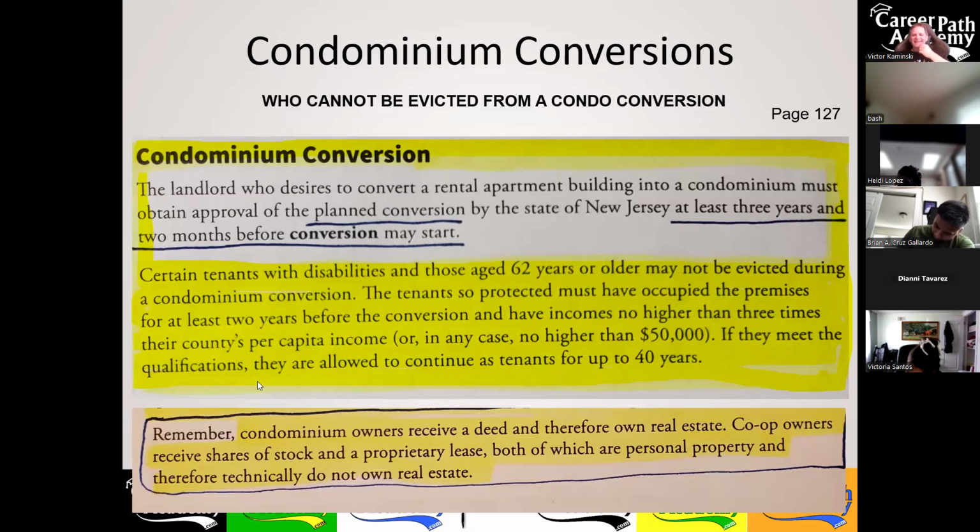And then you should also highlight this beneath it. Condo owners receive a deed and therefore they own real estate. Co-op owners receive shares in stock and a proprietary lease, which are both personal property, and therefore they technically do not own real estate. I could foresee an exam question coming from that.